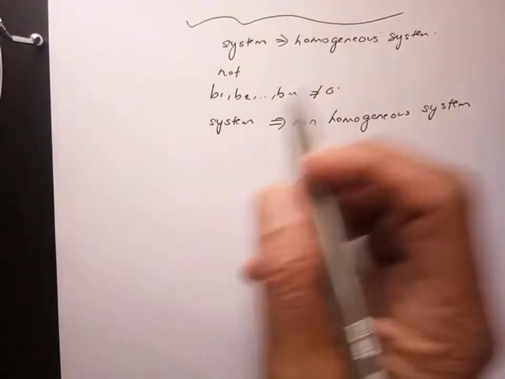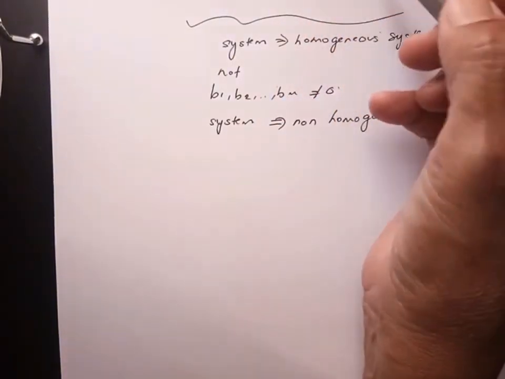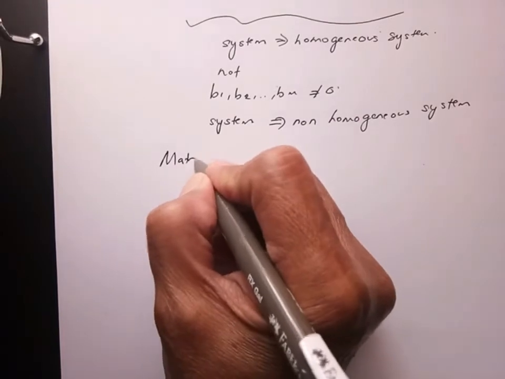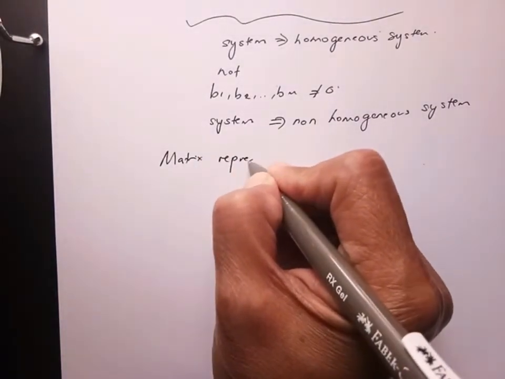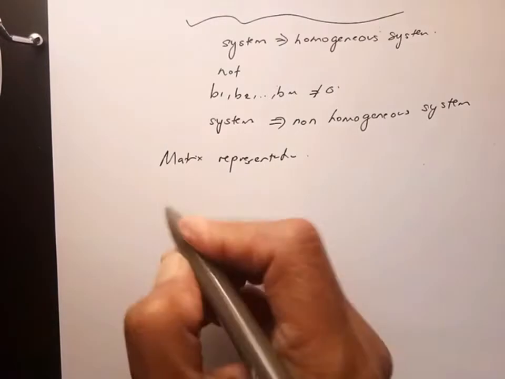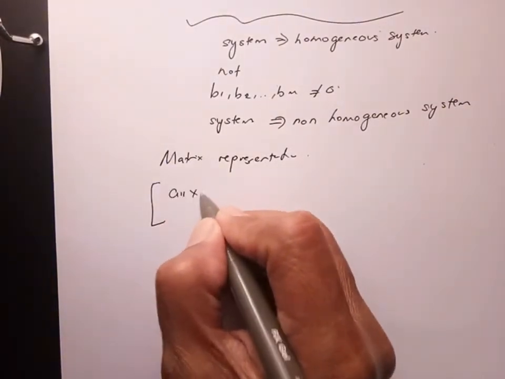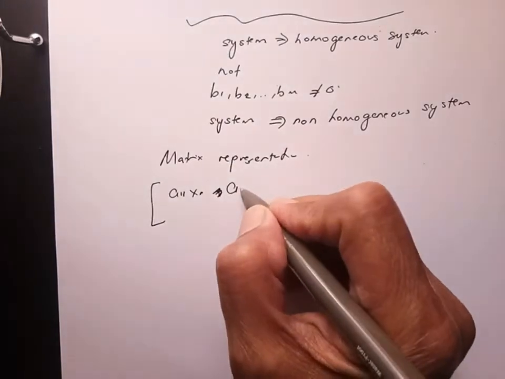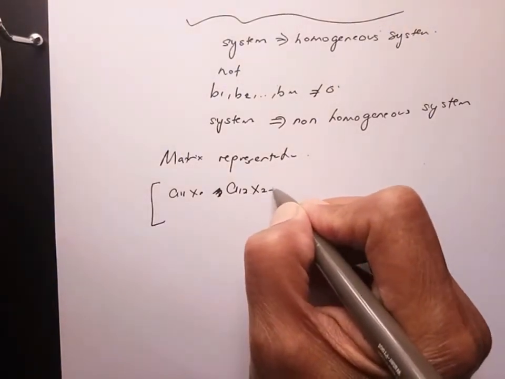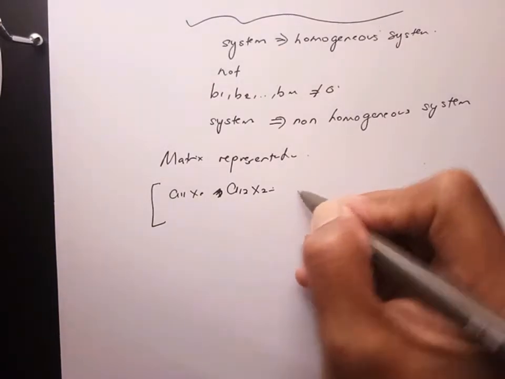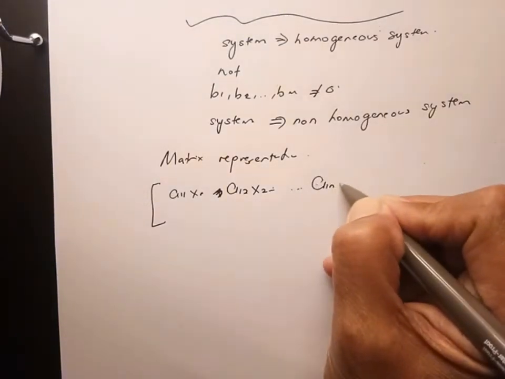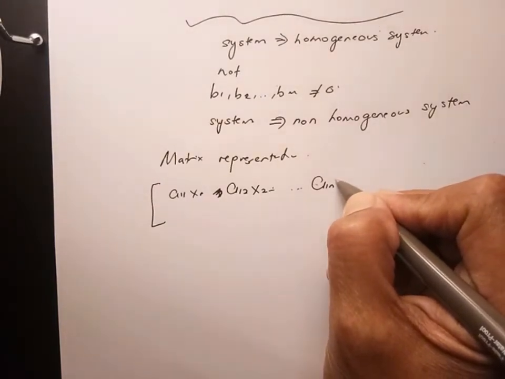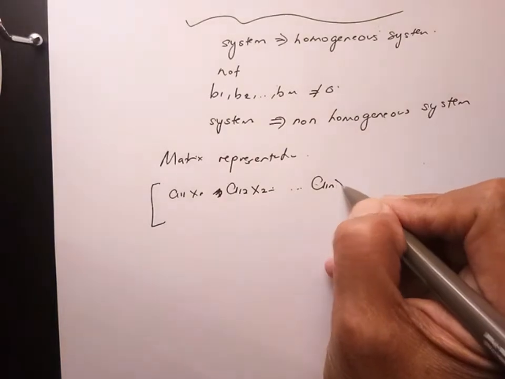Okay. So if we were to represent this system of linear equation in a matrix representation, we can write it in a matrix form: a11 x1 plus a12 x2 until a1n xn.